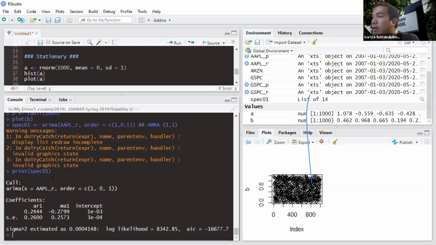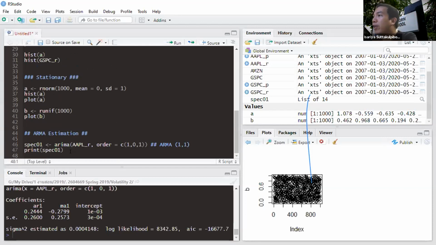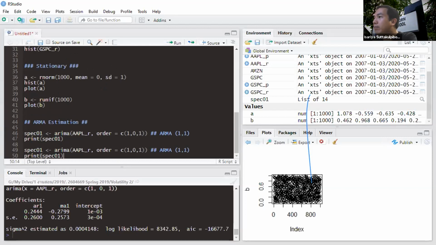So that's the ARMA, and you can basically try to estimate a fancier model. For example, you can do the same model right here, make it spec 2, and then you can do more orders. Maybe 0, 2, 0, 2, so this will be ARMA 2, 2. You put 2 more lags into the model, and then you can look at the results, what's going on.